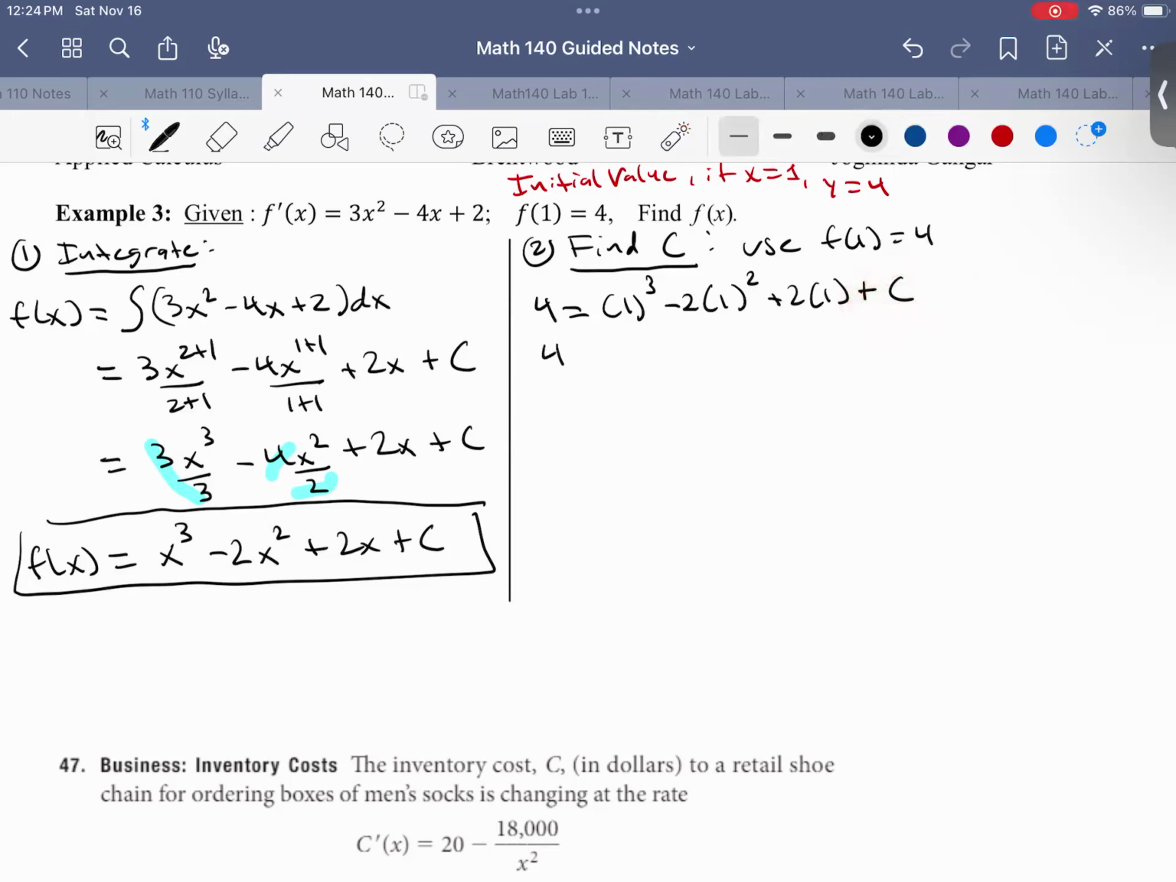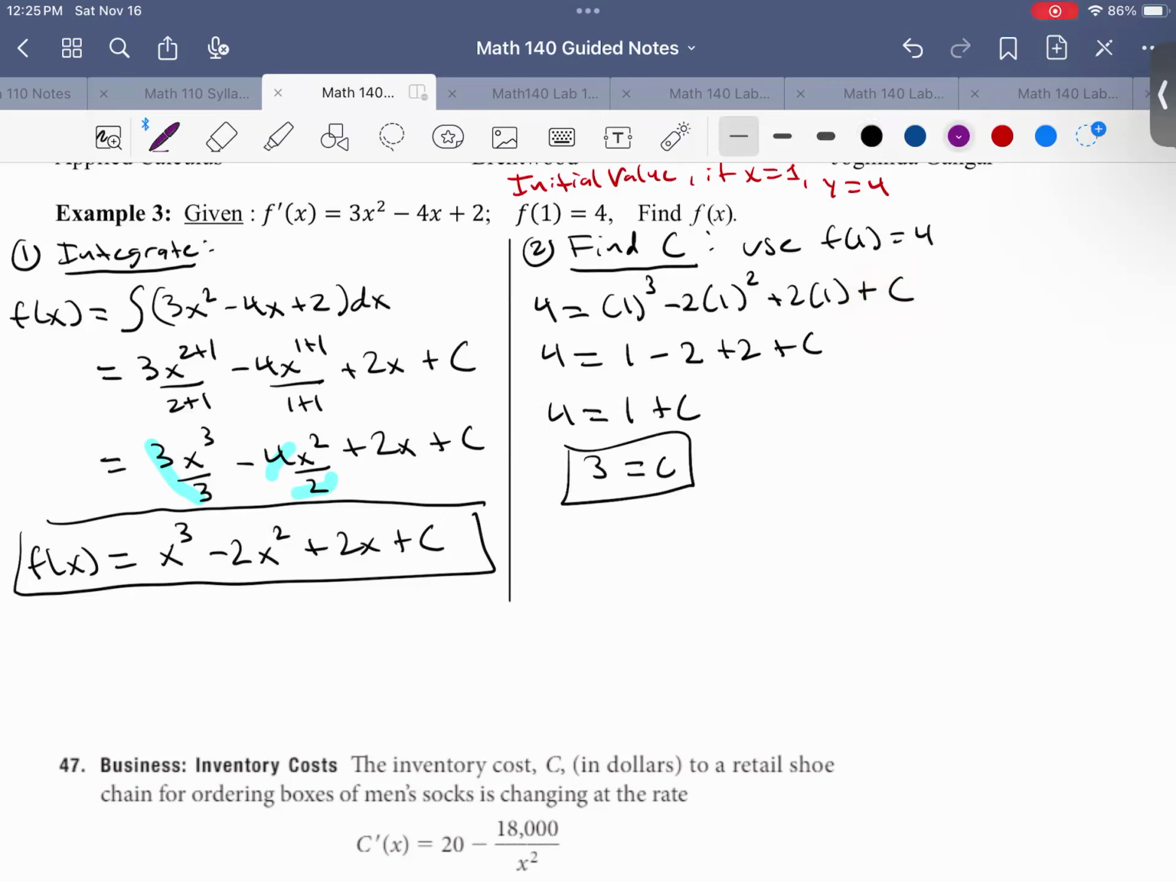So this becomes 4 equals 1 cubed, which is 1. 2 times 1 squared is just going to be negative 2. 2 times 1 is 2, plus c. If we keep simplifying, 1 minus 2 plus 2 is going to be 1 plus c. I subtract 1 on both sides, and I get 3 equals c.